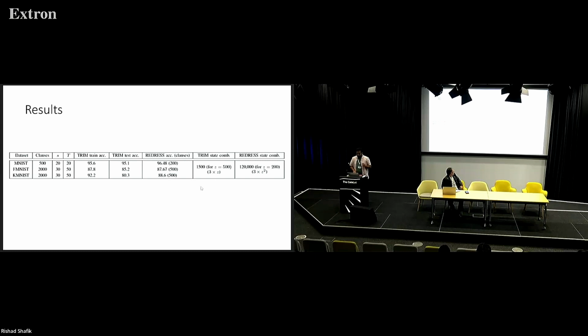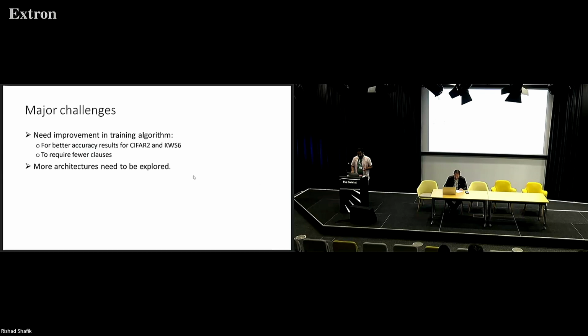And one contrasting feature over here is that in REDRESS, where we are using the vanilla Tsetlin machine, the total number of possible states is like 120,000 for two automata. But in this case, it's only 1,500 since we are assuming 500 states per meta state. So although the number of meta states is very small, the training accuracy we are able to reach is comparable to REDRESS.